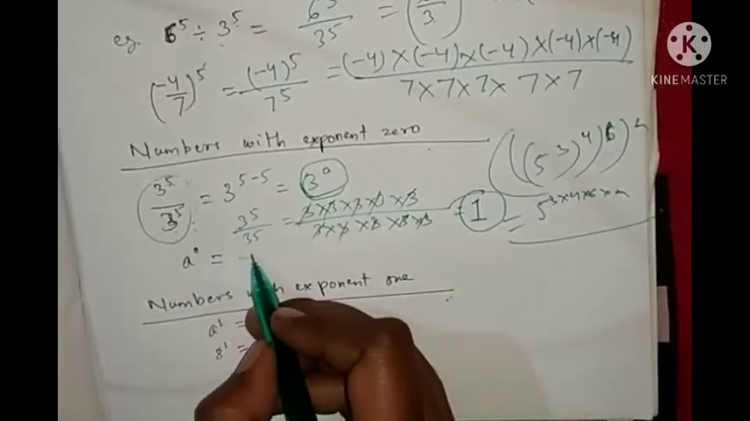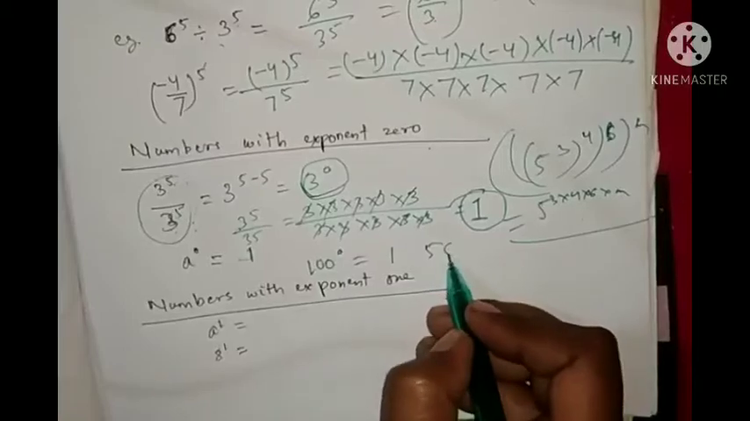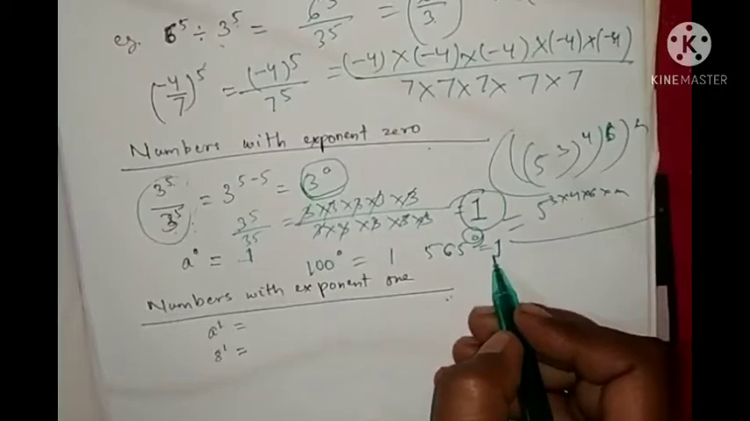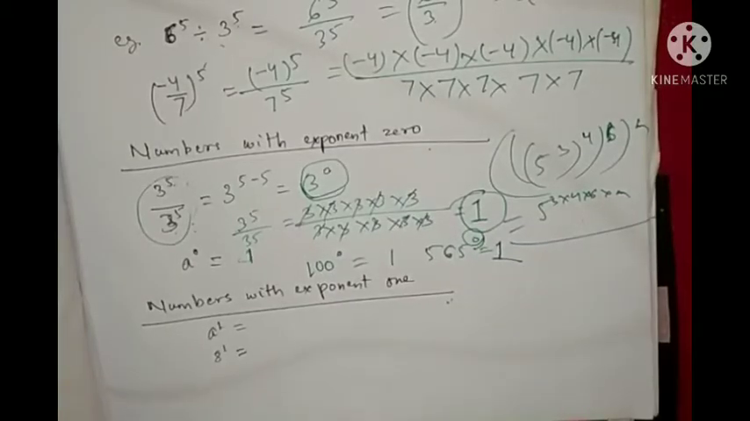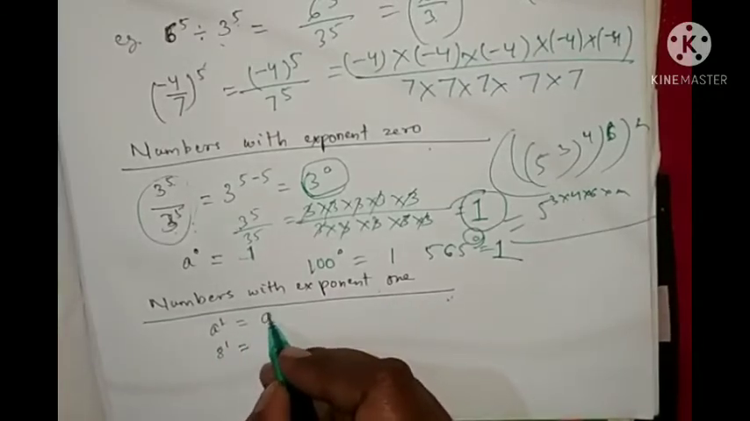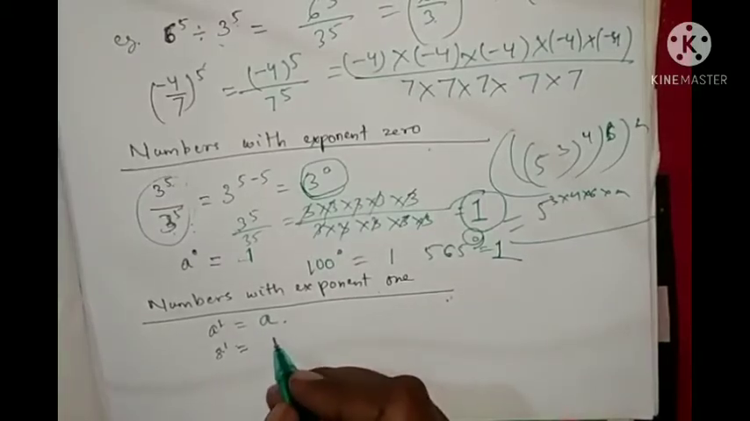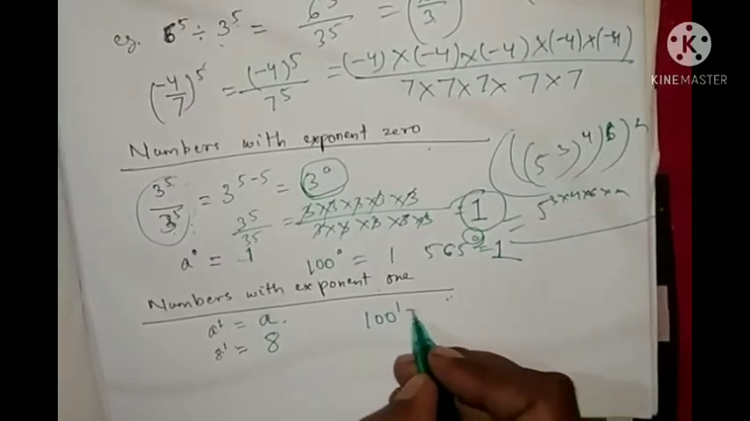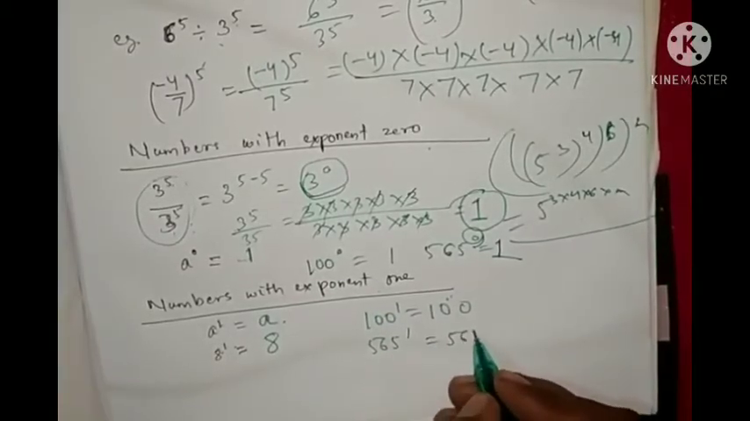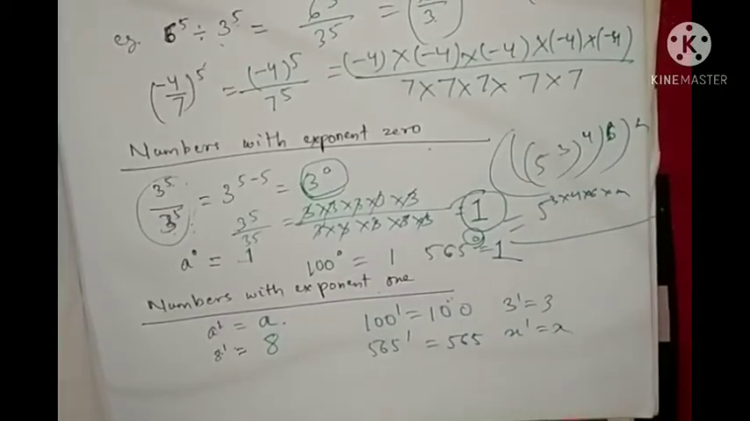So a to the power 0 is what? 1. 100 to the power 0 is 1. 565 to the power 0 is 1. So if exponent is 0, the result is 1. Next, we will see numbers with exponent 1. If a to the power 1 is there, means a is not multiplied, that is a. 8 to the power 1 is 8. 100 to the power 1 is 100. The same number. 565 to the power 1 is 565. 3 to the power 1 is 3. x to the power 1 is x. Okay.